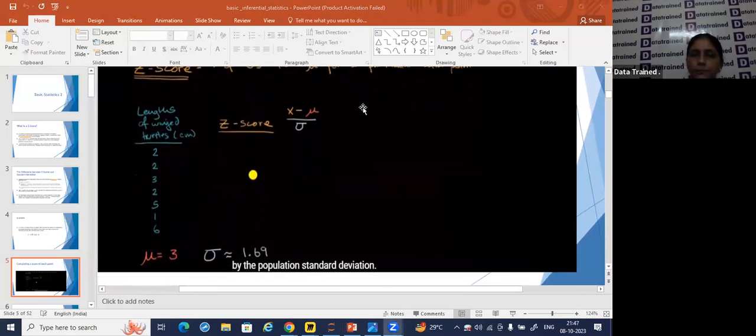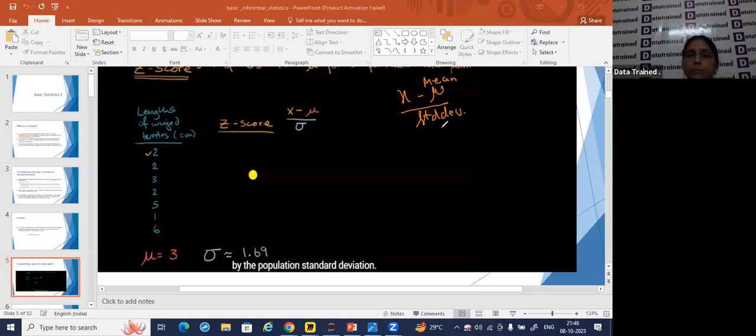So if I want to calculate the z-score, first I need this formula: X minus mean, divided by standard deviation. X means the data points. So the z-score is X minus mean divided by standard deviation.